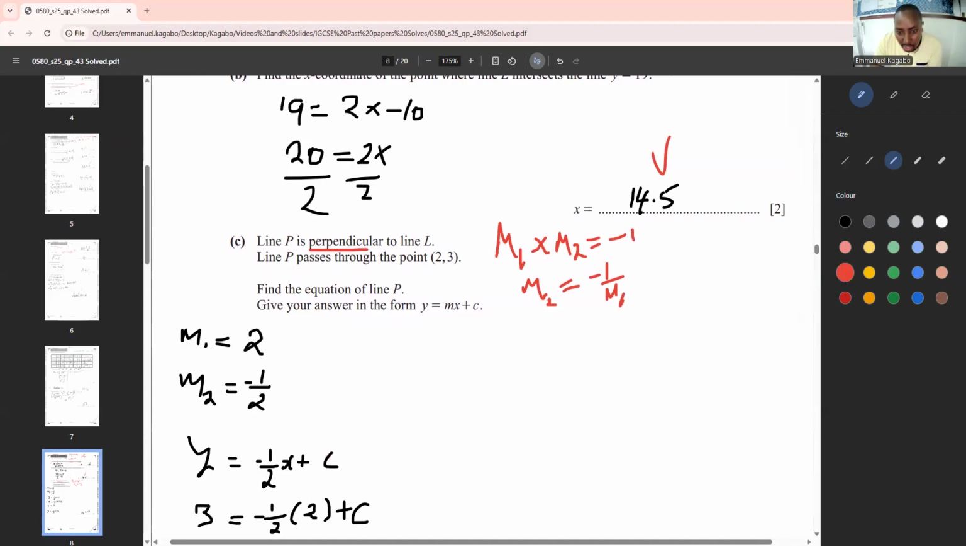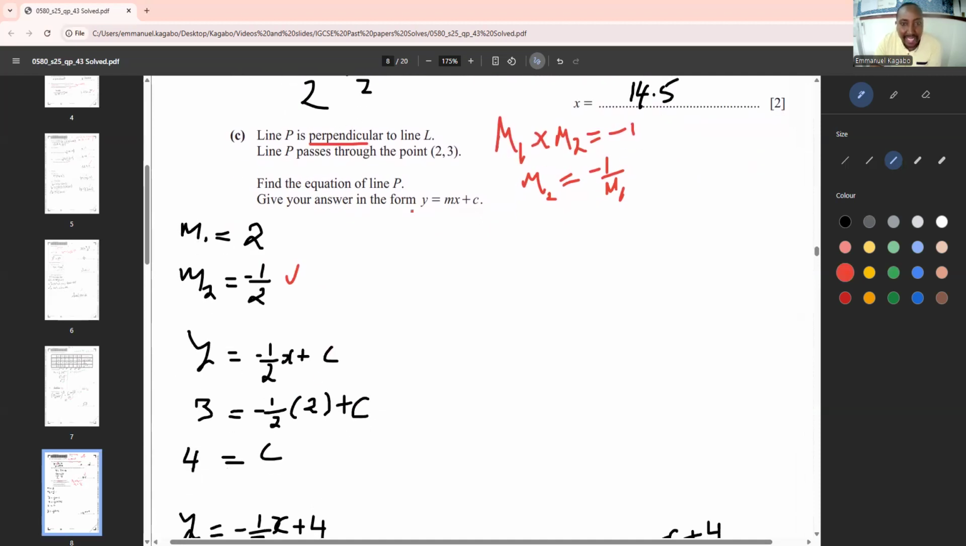And then using this formula, the gradient of the second line is -1 over the gradient of line 1 if they're perpendicular lines. Therefore, the gradient of the line that is perpendicular to L will be given by that. And then the line P passes through this point. So this point is not given as makeup or decoration. It's given for a reason. It's given so that you can get the y-intercept. Are we together, guys?